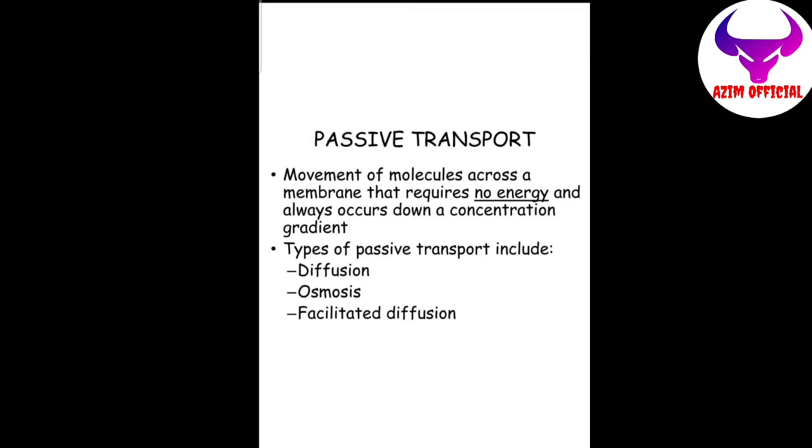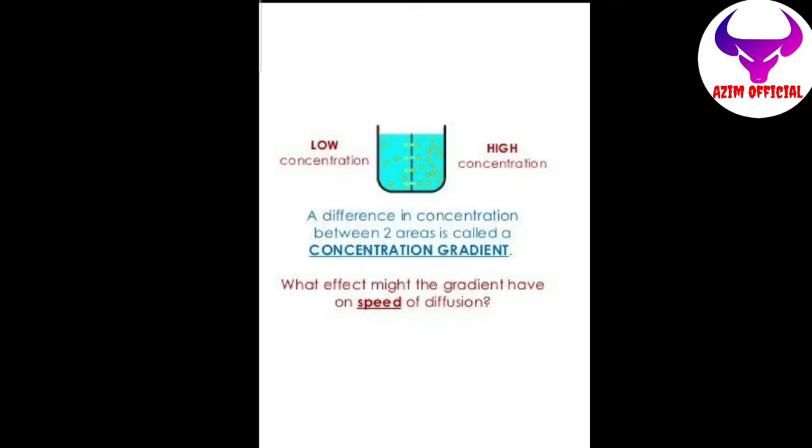We'll discuss in detail in the next one. And please show the next slide. So movement of the molecules across the membrane along with the concentration gradient, that is the passive term. So you can see the concentration gradients now. A difference in the concentration between two areas is called a concentration gradient. What effect might the gradient have on speed of diffusion? That is the question. When you have a higher concentration in one area and low concentration in another, the difference is the concentration gradient. Please show the next slide, please.